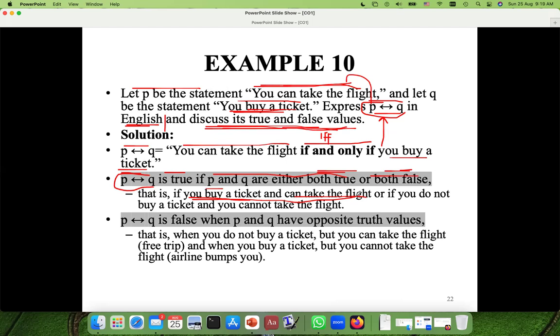And then what is the other? False: I do not buy a ticket, I cannot take the flight. This is true, but how can you write it in a sentence with respect to the truth table? Both of these cases are true. I am saying P implies Q would be true when both values are true.